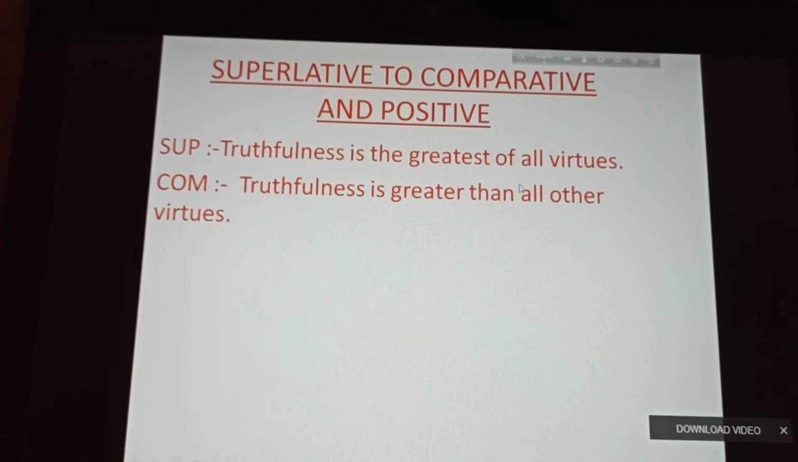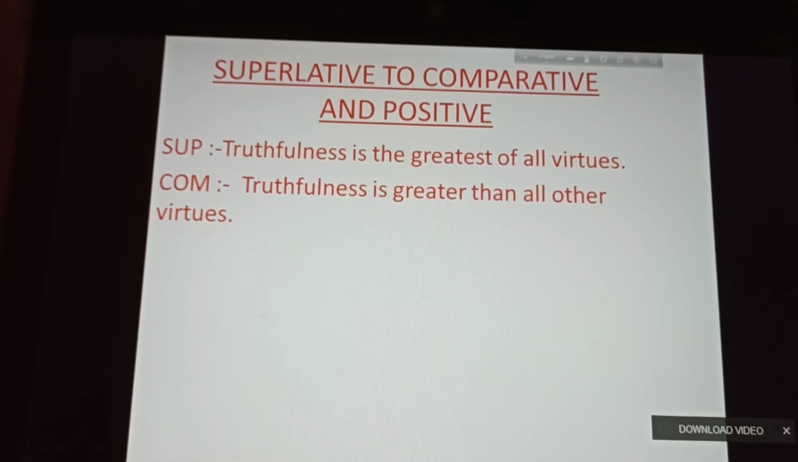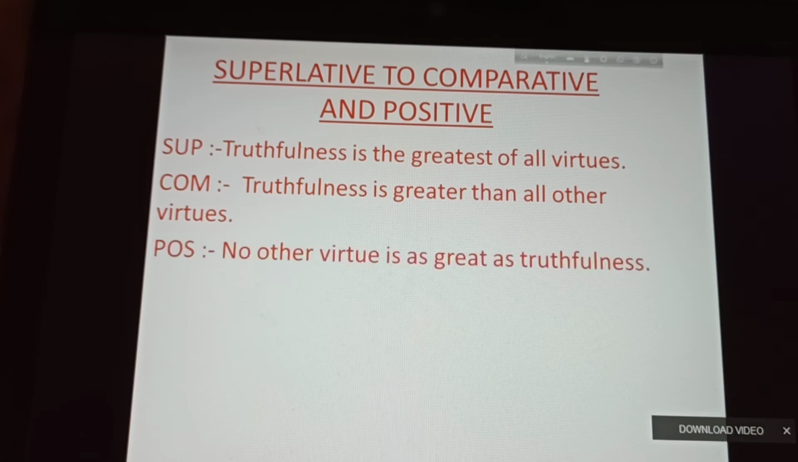Dear learners, you can see of all. Only for this of all you will have to set here then all other. For positive, the sentence will start with no other also. No other virtue, not virtues, because after this no other the subject would be singular. You should remember after this no other the subject should be singular and the verb would be singular also. No other virtue is as great as truthfulness. Dear learners, you should remember after no other the subject and verb would be singular. You must remember it.